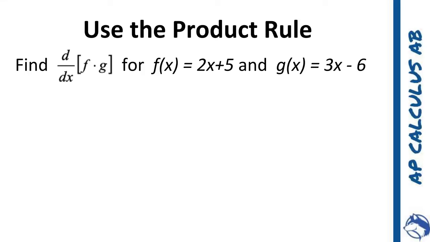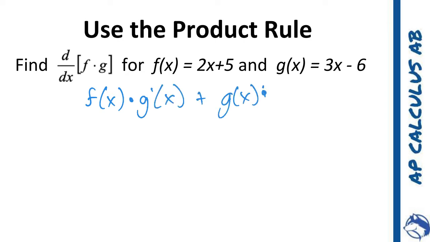Okay, here we go. We're going to use the product rule. We're going to put it into play here. So remember, it's the first one times the derivative of the second one plus the second one times the derivative of the first one. And so I like to just write that out.